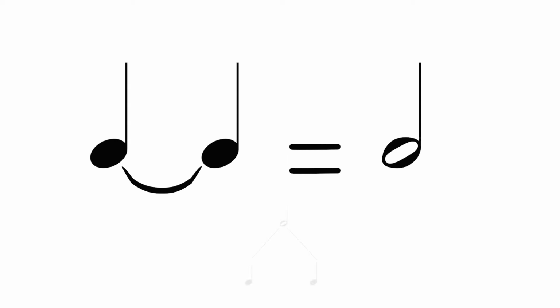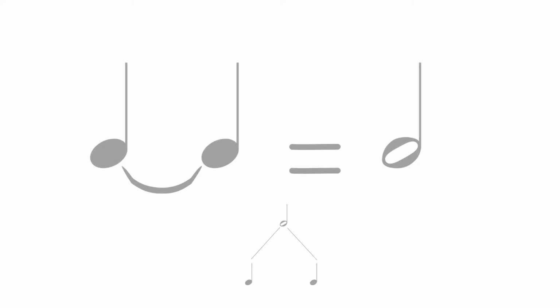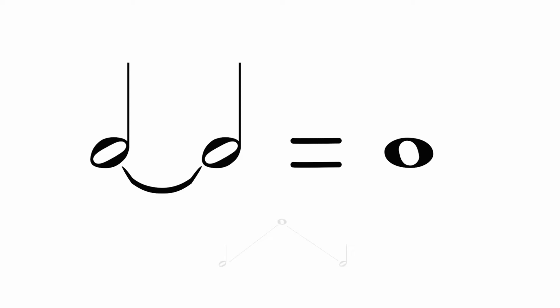So a quarter note tied to a quarter note will have the same duration as a half note. A half note tied to a half note will have the same duration as a whole note.